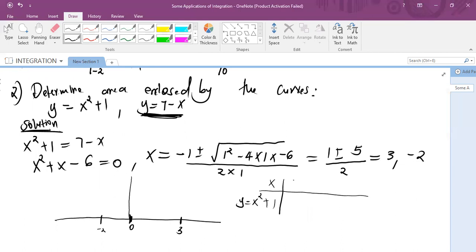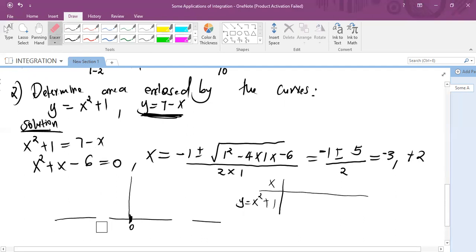-2. So let's see. Okay, fine. Okay, just a minute, guys. I'm noticing something here. This is -1. So actually, this point is supposed to be -3 and +2, guys. So we'll have to just change the drawing a bit.